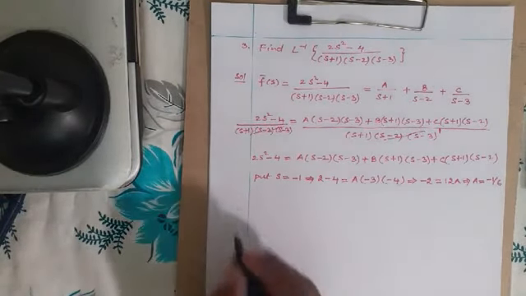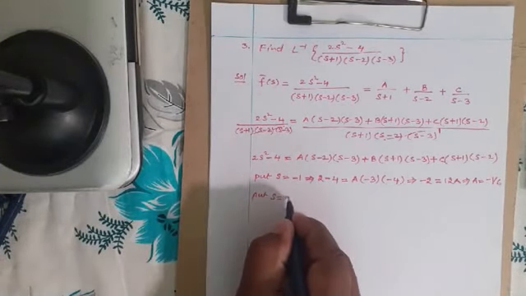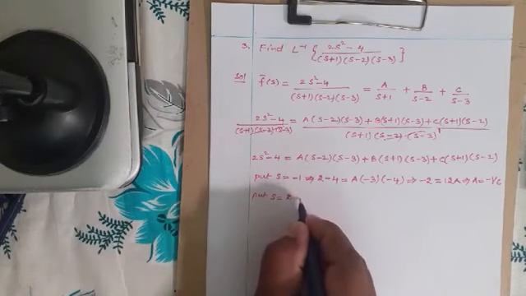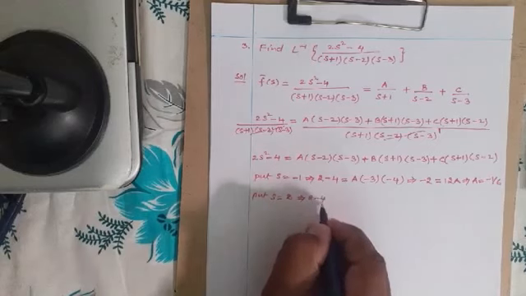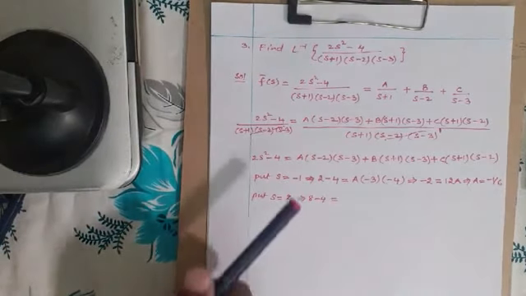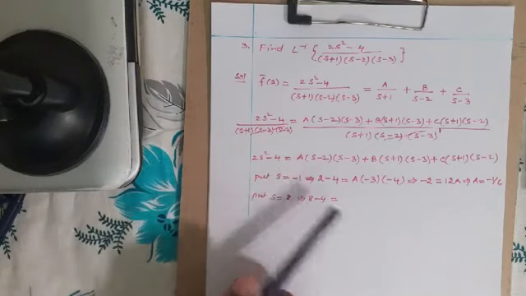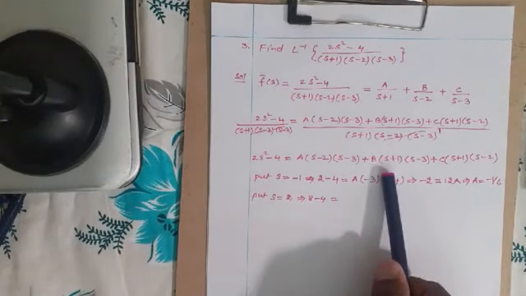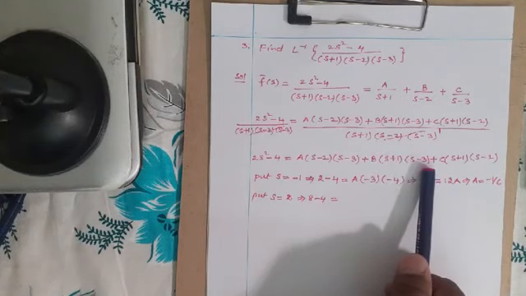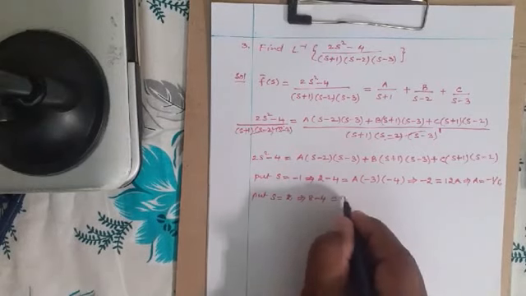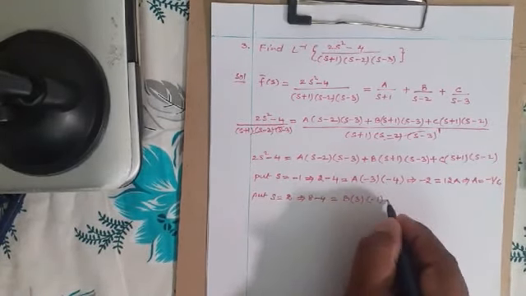Now afterwards you have to put s is equal to 2. When you put s is equal to 2, then this becomes 8 minus 4 is equal to, when you put 2 here in this first term, 2 minus 2 is 0, so a becomes 0. Now in b if you put 2 in s, so 2 plus 1 is 3 and 2 minus 3 is minus 1, so I get b into 3 into minus 1, that's it.